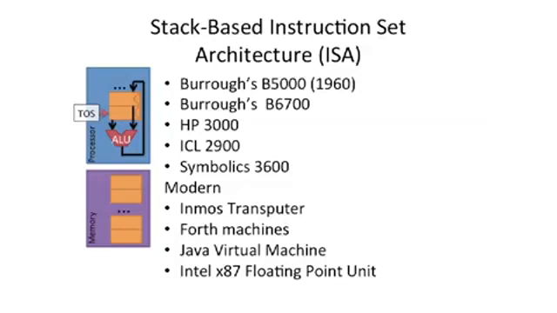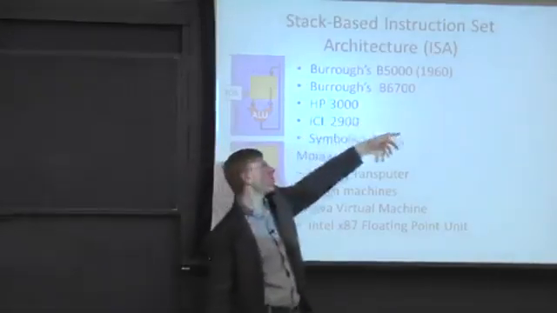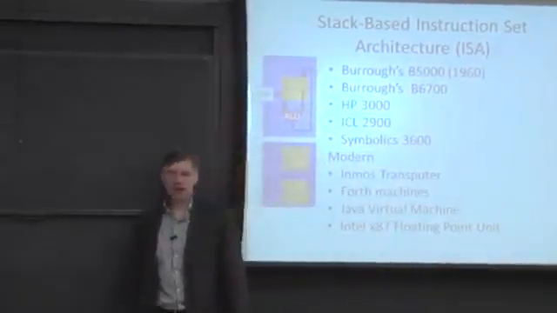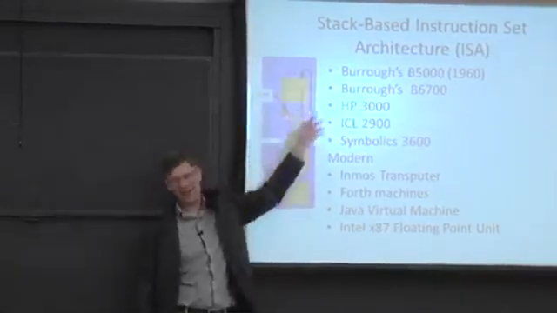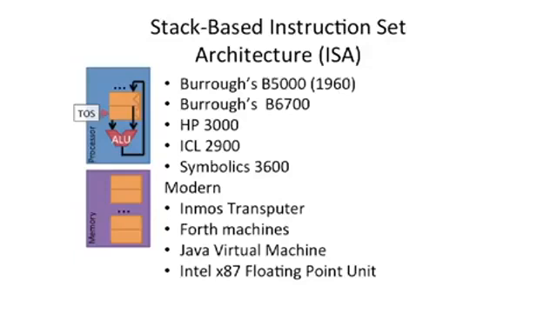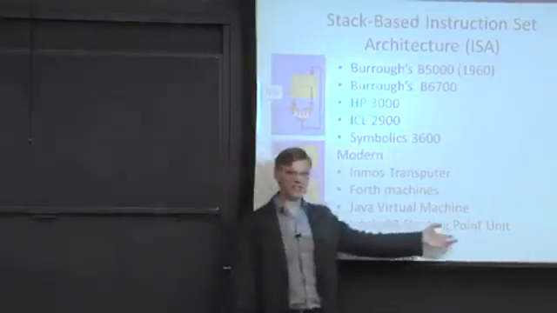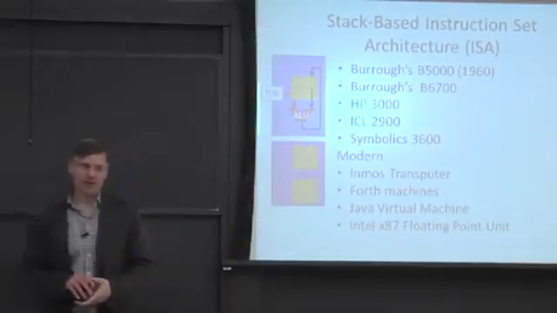OK, so let's go into a little bit of depth about a stack-based architecture. Some examples of this are the Burroughs 5000. The Symbolics machines were stack-based, and these are sort of machines from the past. There's a few more modern examples of this. For instance, the Java virtual machine is actually a stack architecture. And then also Intel's old floating point system, x87. They've since sort of deprecated this, but it's still relatively modern. It was a stack-based instruction set architecture.